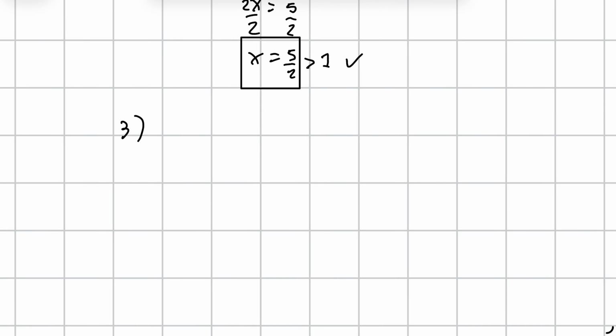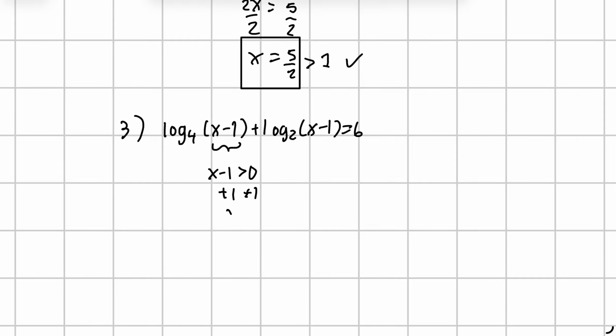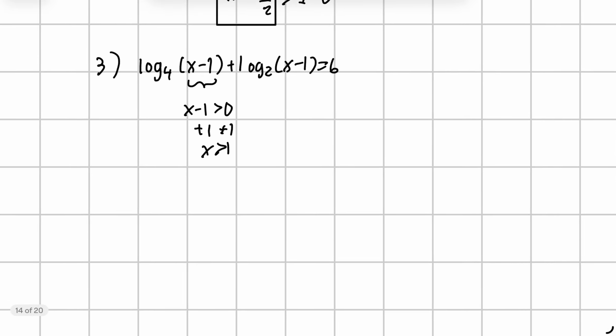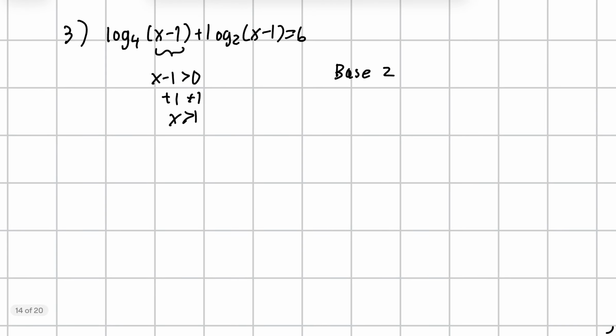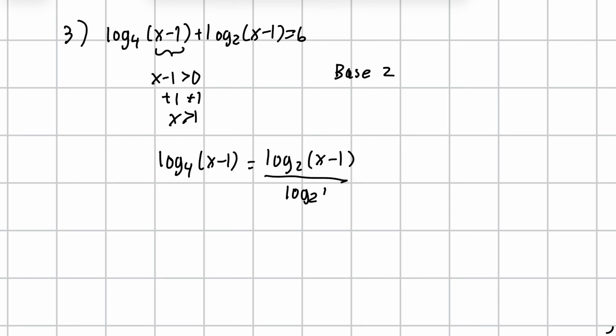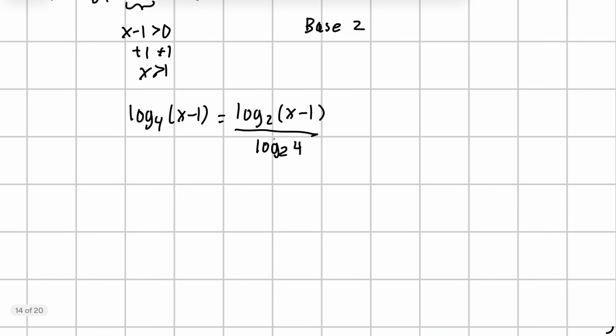Now let's do another example. Log base 4 of x minus 1 plus log base 2 of x minus 1 is equal to 6. X minus 1 has to be greater than 0. So x must be greater than 1. We're going to convert everything to base 2. And we can do this because log base 4 of x minus 1 is equal to log base 2 of x minus 1 over log base 2 of 4. And we know log base 2 of 4 is going to equal 2.